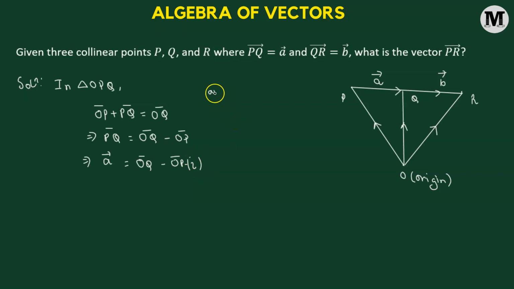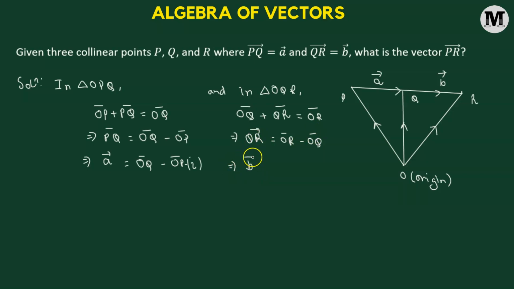Then we consider the other triangle, OQR. Again, by the triangular law of vector addition, OQ vector added to QR vector equals OR vector, which means QR vector is given by OR vector minus OQ vector. QR vector is given to us as the vector B, so we have B vector equals OR vector minus OQ vector. Let's label this as equation number 2.